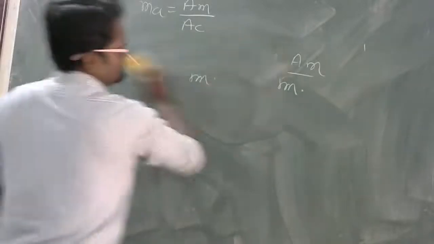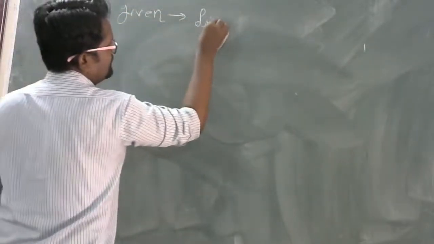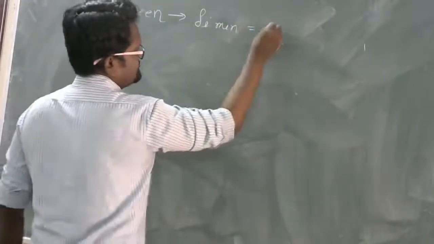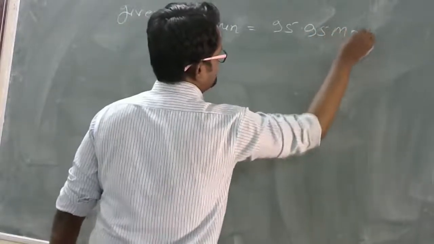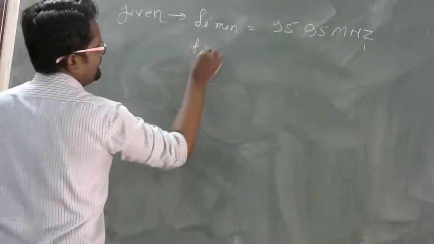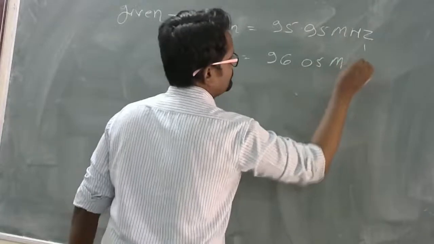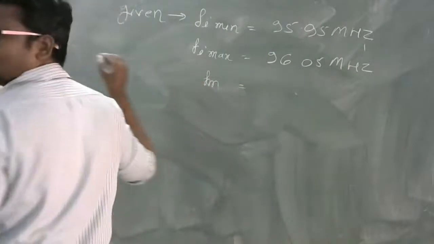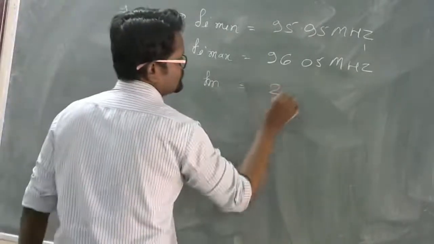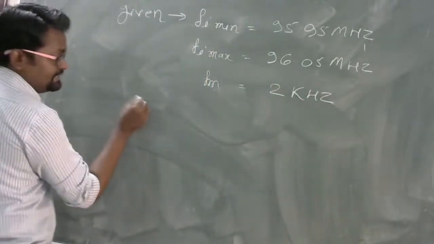The question that I have given here, क्या क्या उसमें given है? Given है उसमें fi min is given as 95.95 megahertz, fi max equals to 96.05 megahertz. These all are given in the question. FM कितना given है बेटा? 2 kilohertz modulated signal. These three are given. So we know that, है ना?